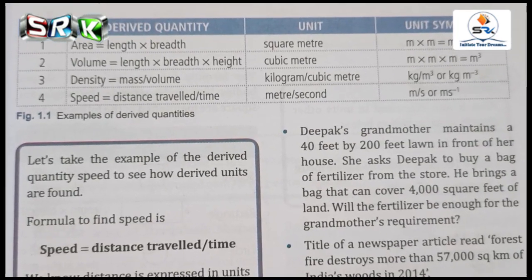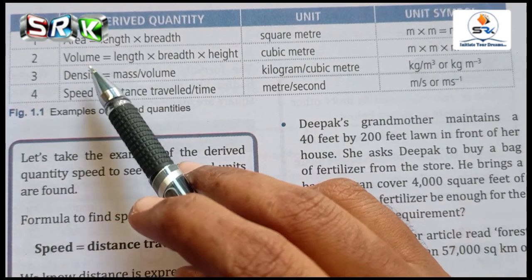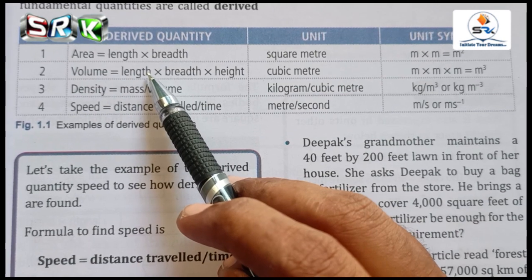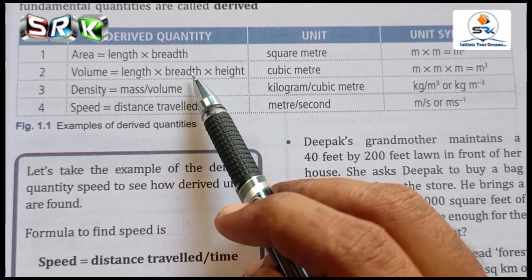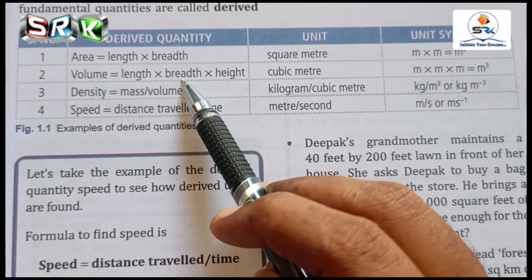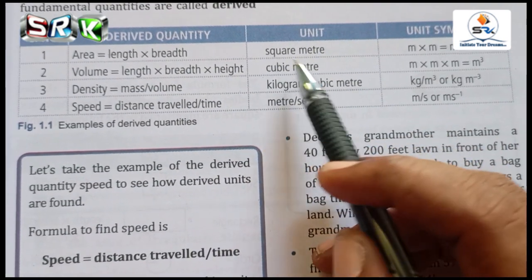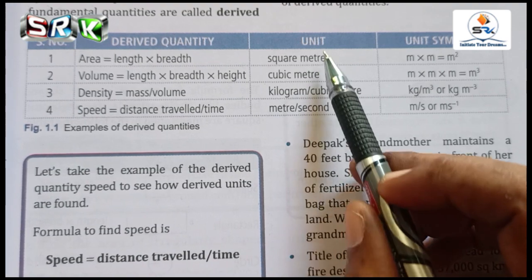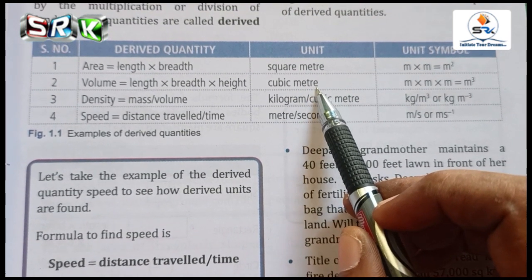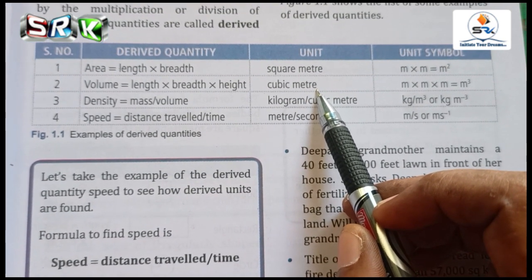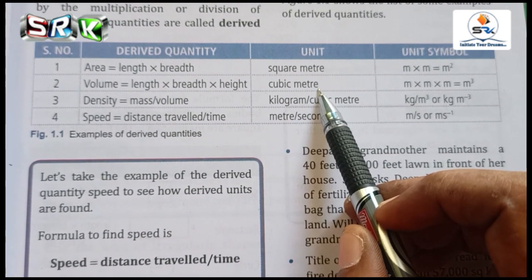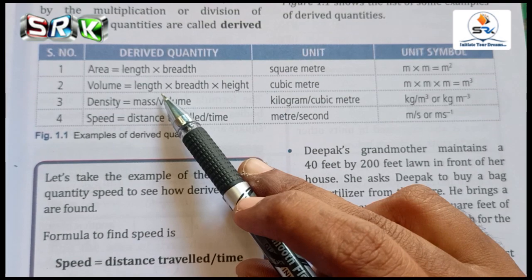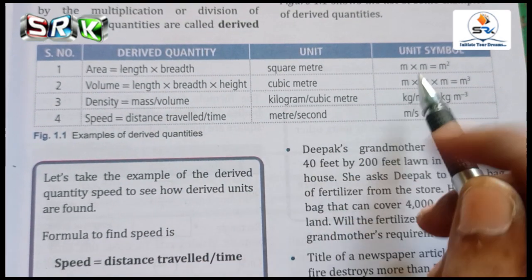So the next quantity is what? Volume. How will you get volume? By multiplying length into breadth into height. Length into breadth into height. By multiplying these three, we will get volume. So the unit for this is cubic meter. What is the unit for volume? Cubic meter.